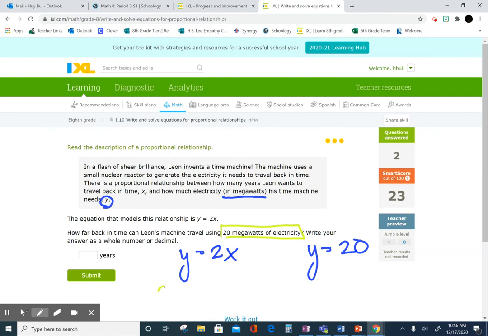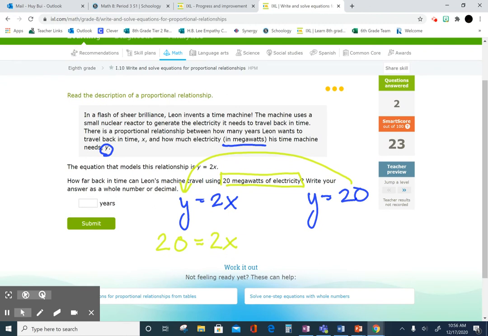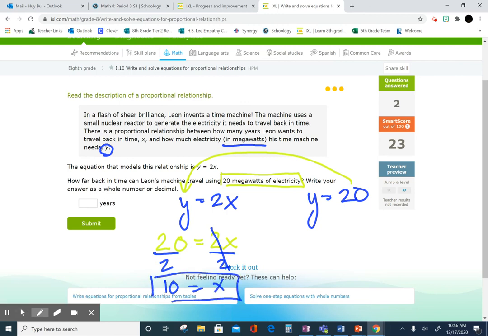So we're going to take the 20 and substitute that into our y, because y equals 20. So 20 equals 2 times the number. This is just solving a one-step equation here. So if you want, you can divide both sides by 2, so that the 2 on the right side cancels out, and 20 divided by 2 is 10. 10 equals x on the left side. And x is how many years? So we have 10 years.